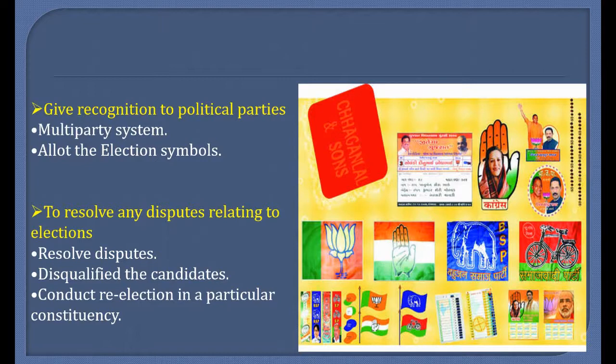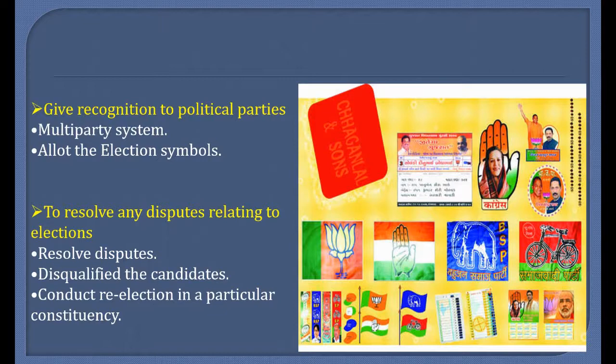All political parties are required to be recognized by the election commission. The election commission also has a right to de-recognize any political party. The election commission also allots election symbols to the political parties. Means the election commissioner gives or provides election symbols to the political parties. These political parties can be recognized by those symbols.